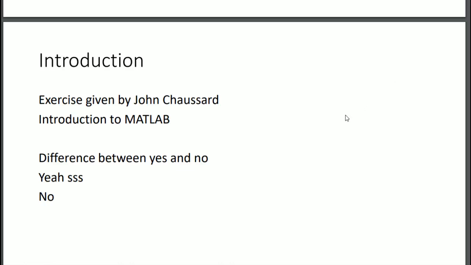So the goal of the exercise was to differentiate between yes and no by the only hypothesis that the yes is in two parts, the yeah and the s, while the no is only one big part, the no in one syllable. So this exercise can seem really hard, but we had some pretty good hints that were very helpful.